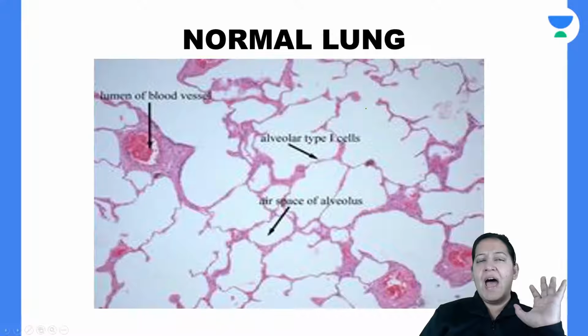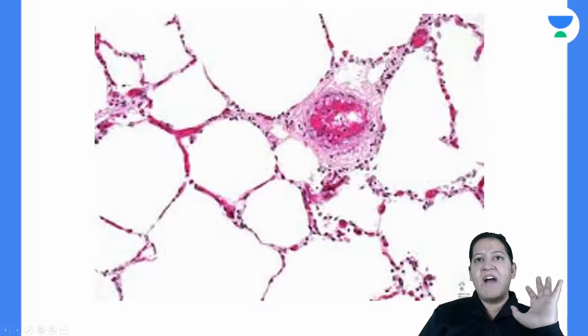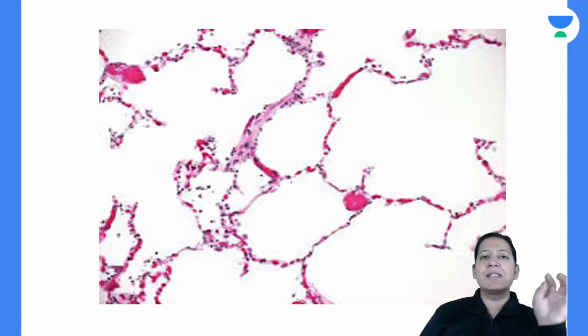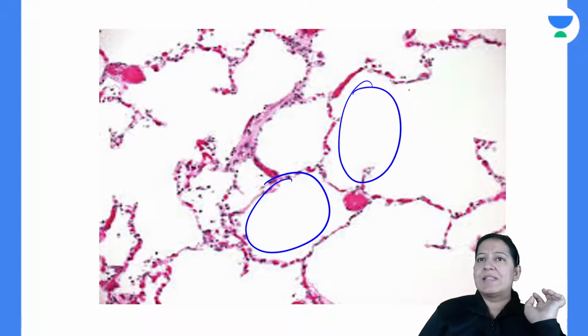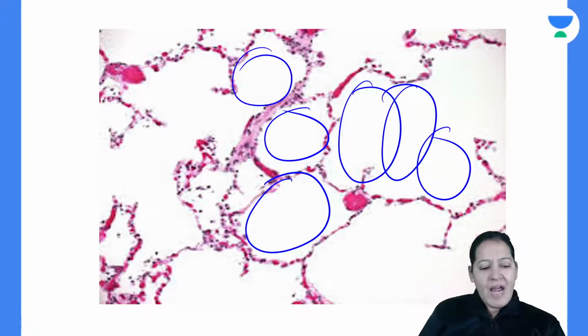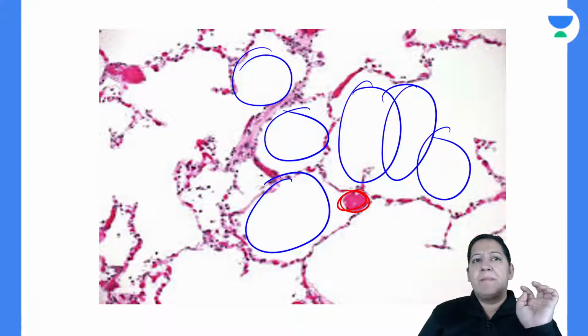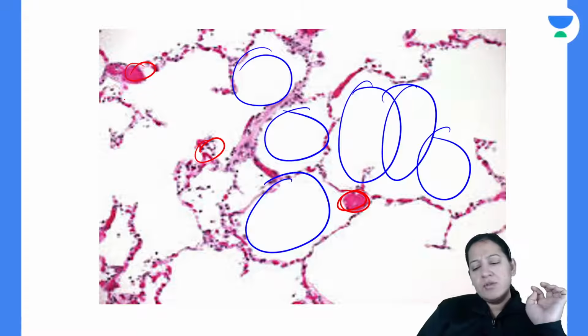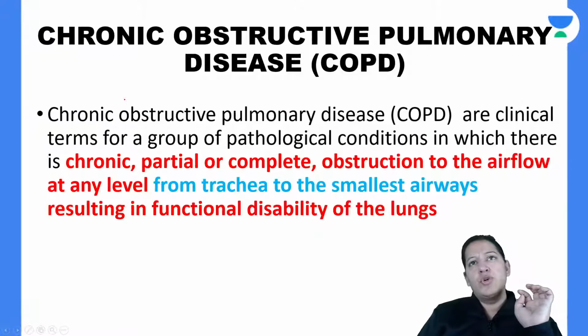So after that, this is the final diagram of normal lung. In normal lung, we have these spaces which are known as alveolar spaces. All these spaces are alveolar spaces. Please appreciate, and in between them, these are the blood capillaries. So this is the master diagram in which I am going to show you all diseases.